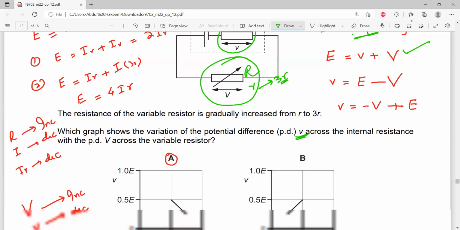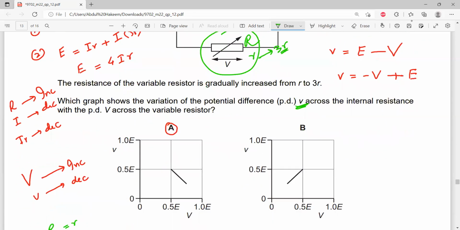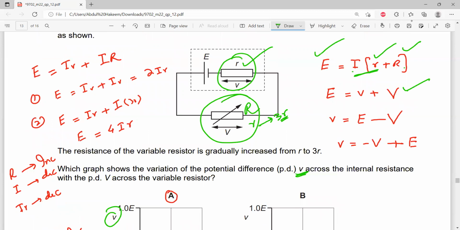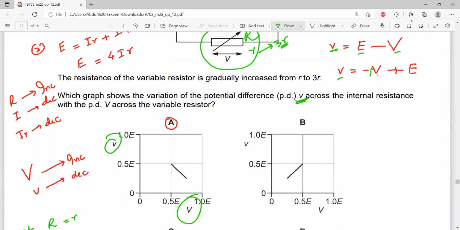But look at the graph. All graphs are drawn for small v against capital V. So we will make small v the subject of the equation. It becomes small v is equal to E minus capital V, meaning small v is equal to minus 1 times capital V plus E. So when capital V is plotted on the x-axis and small v on the y-axis, this minus 1 is the gradient. It means the gradient of the graph is negative.